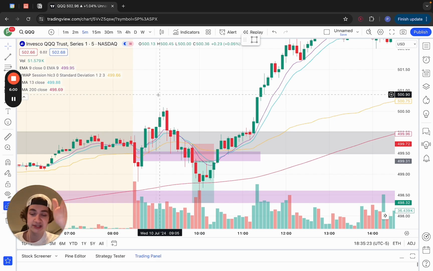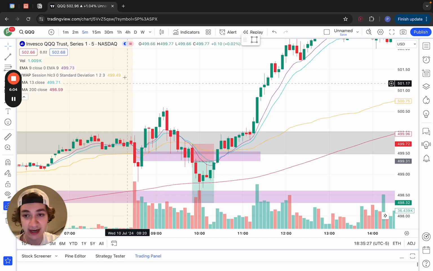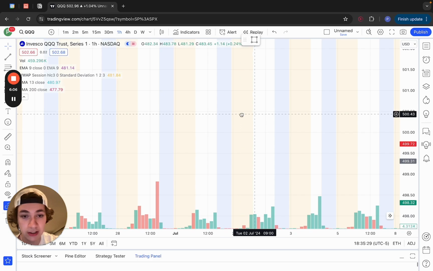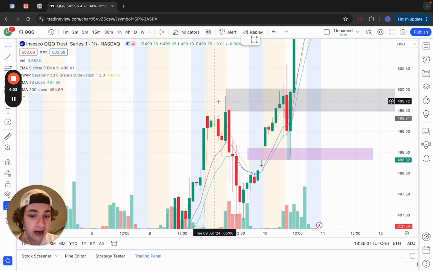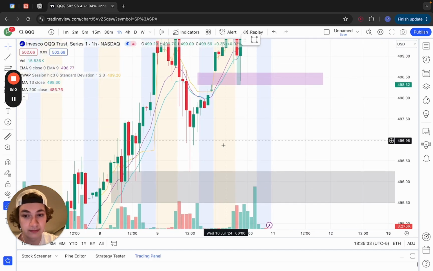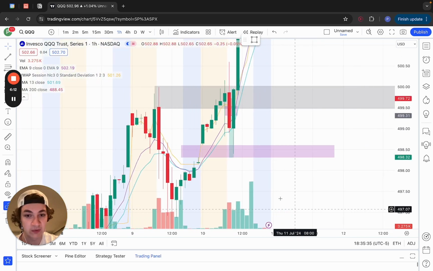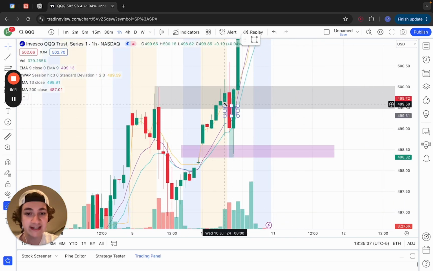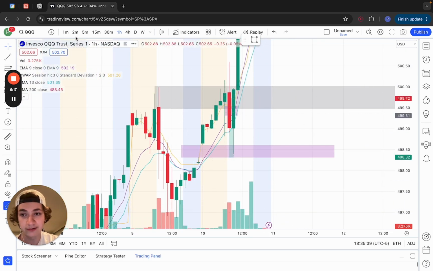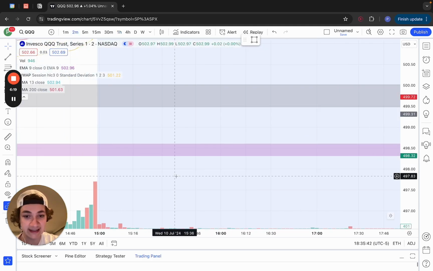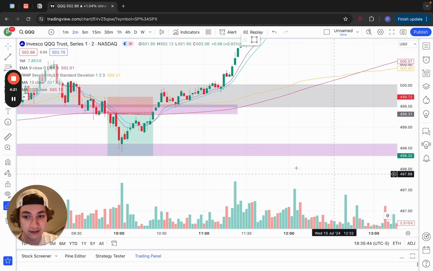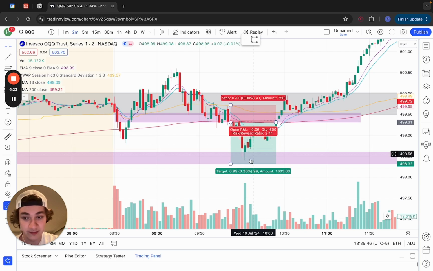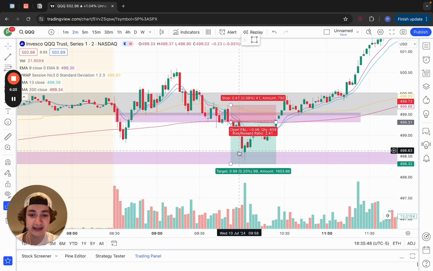I promise you, you don't need to learn all these complicated ICT strategies. Prior day high, prior day low, we break it, then we retest with EMAs, catch the move down. We were about to take this long as well. It literally bounces perfectly at our level.